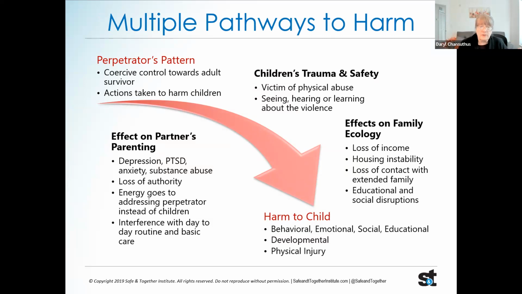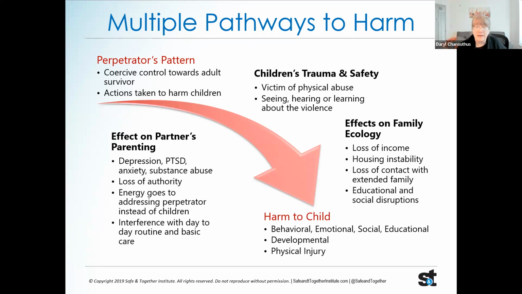So this is another really important component of the Safe and Together model. The multiple pathways to harm helps us. We're going to look at it in depth today, but I wanted to really talk about it now because this model helps us to unwind gender bias that's in our system by recognizing that violent fathers are responsible for issues that are often blamed on the mother.